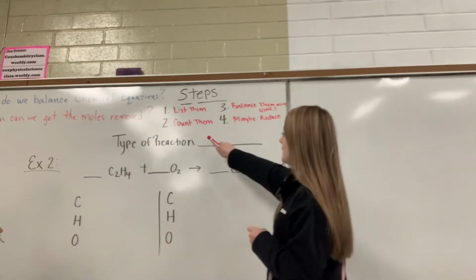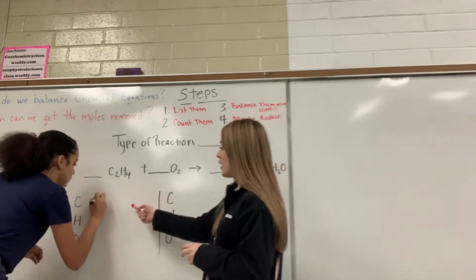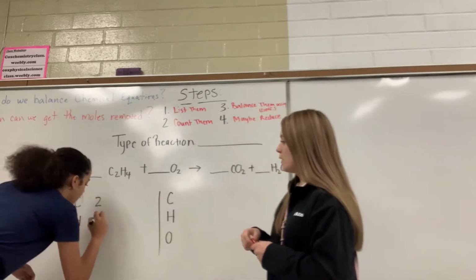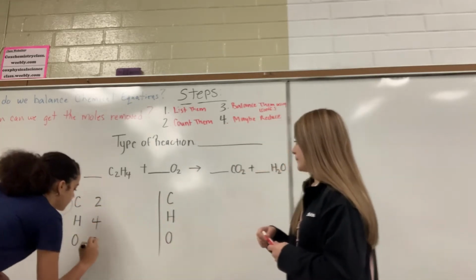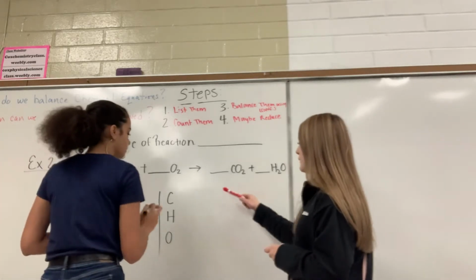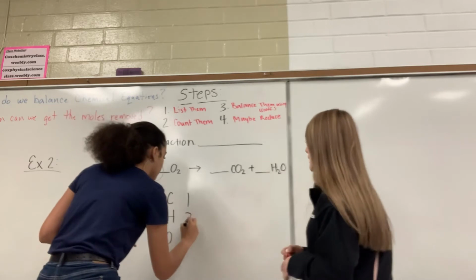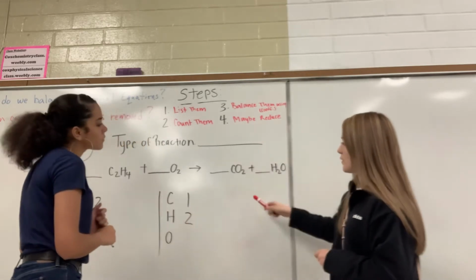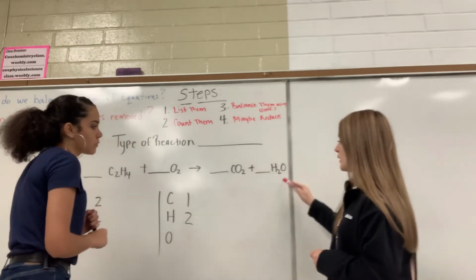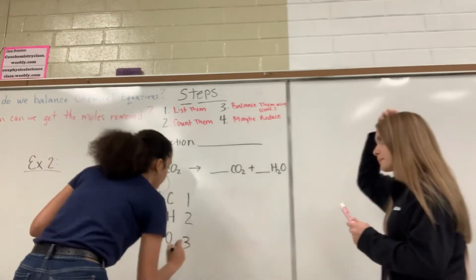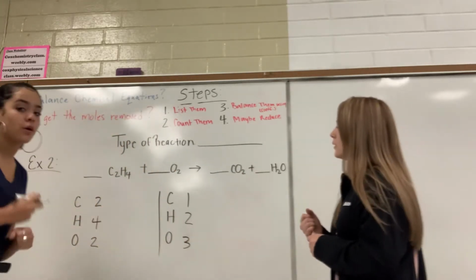Alright, the second step is count them. So we have 2 carbons, 4 hydrogens, and 2 oxygens. On this side it's different. We have 1 carbon, 2 hydrogens, and since we have 2 oxygens, we're going to add them together. So 2 and 1, which is 3. And the third step, we're going to balance them using coefficients.